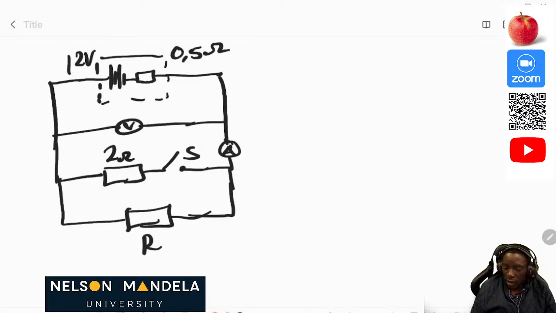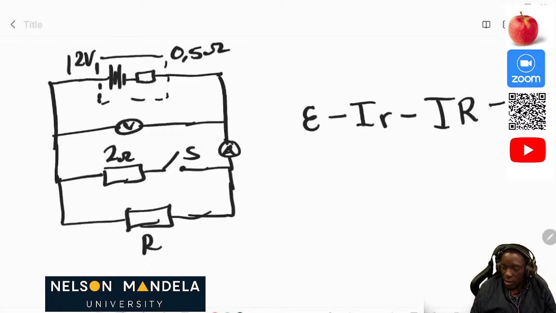So the voltmeter reading should be the potential difference across the battery, which is also equal to the potential difference across the resistor, the unknown resistor R. So what we have there is, we'll say the EMF, the supply, minus I times internal resistance minus I times unknown resistance is equal to 0.